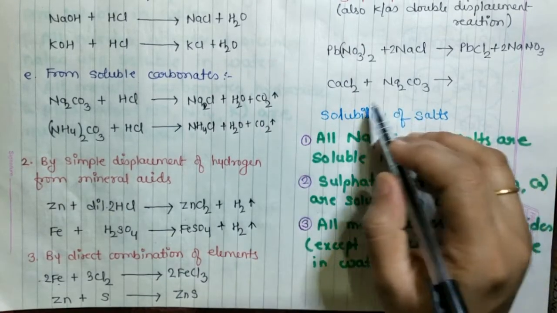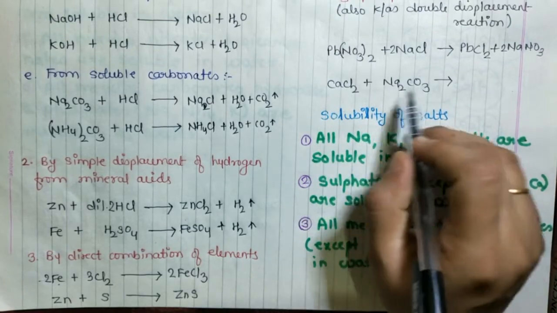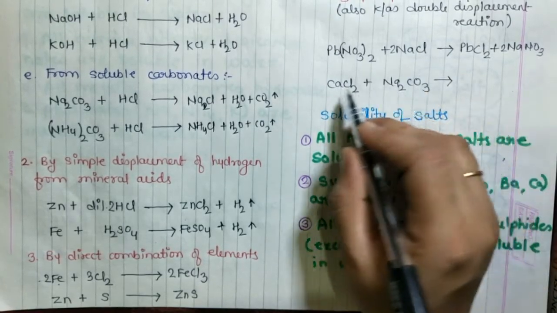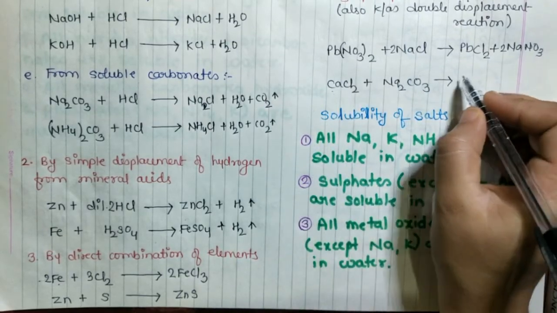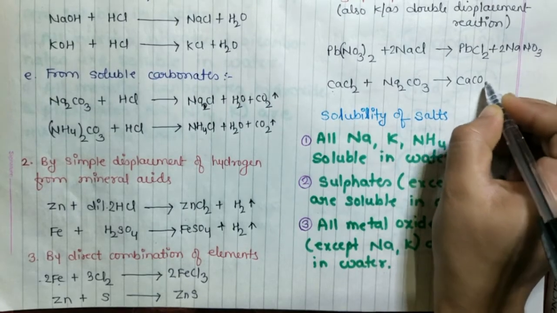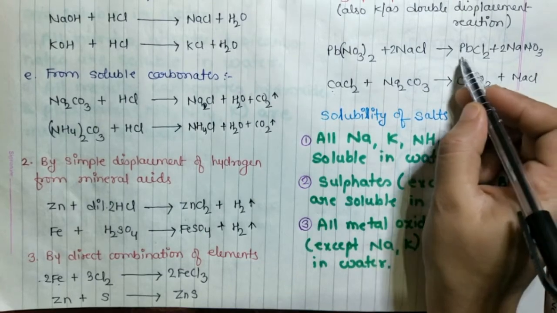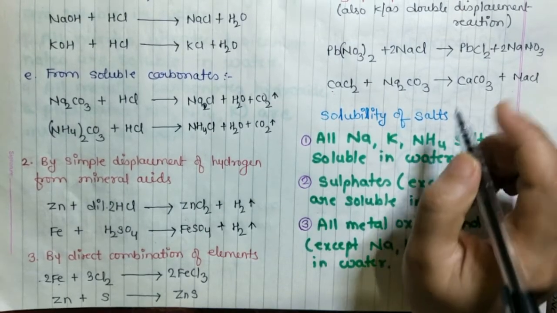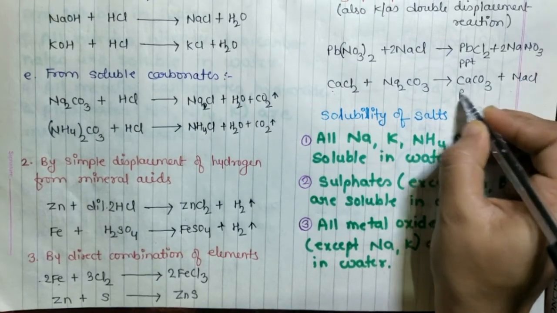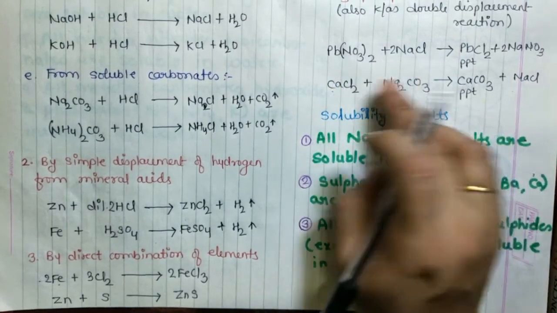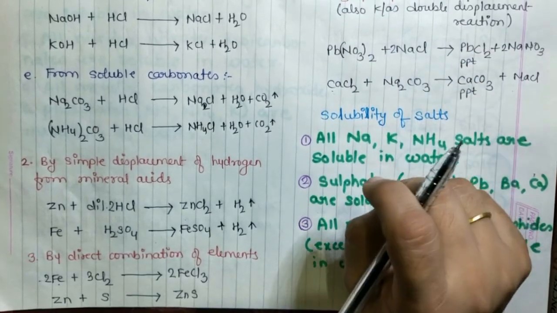Okay. Next, if we take an example, that is calcium chloride and sodium carbonate, what will happen? Na will go along with Cl and Ca will go along with carbonate. So it will be CaCO3 and NaCl. So you can see that PbCl2 and calcium carbonate are both insoluble compounds. That means they will take part in a double displacement reaction by exchanging their ions, and double displacement reactions result in the formation of precipitate.